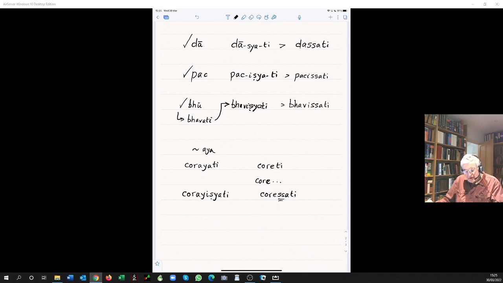Now, Sanskrit is fairly regular in how it forms its future. There are a few irregularities.